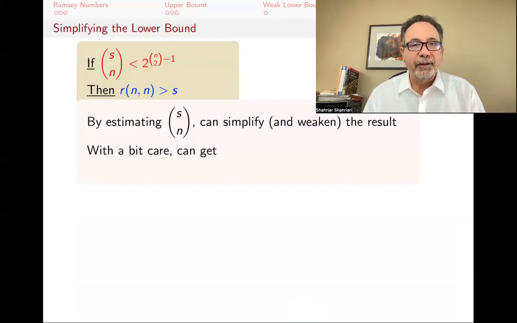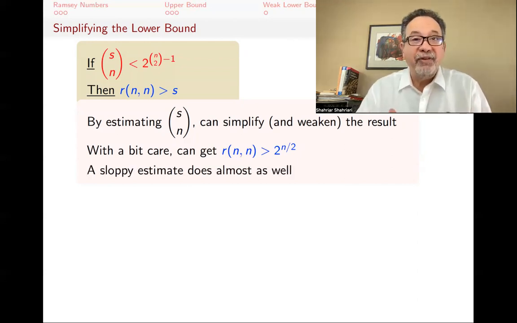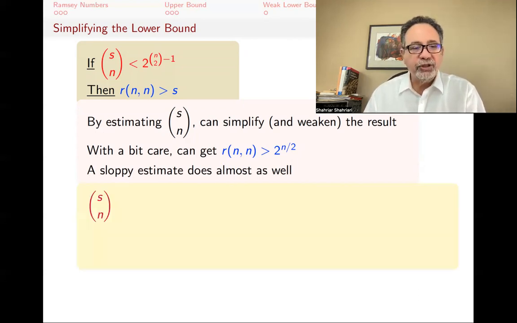But it'll look a little bit better. With a bit of care, you can get that R(n) is always greater than 2 to the n over 2. I'll do a more sloppy estimate that will actually give us something very close to 2 raised to the power n over 2. So this is what I'm going to do.